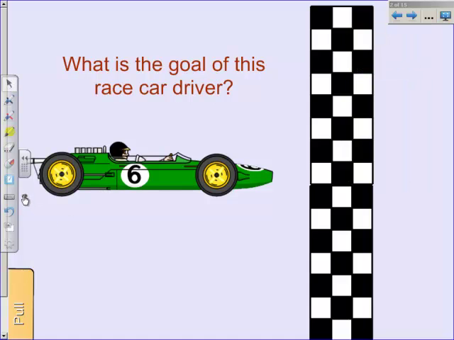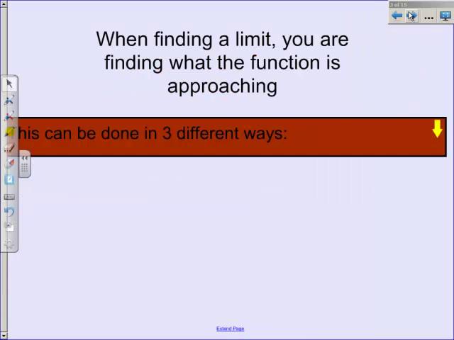So let's see if we can hear him. Yeah, so you think he got there? Well, he's pretty close here, so we could probably say that the limit of this race car driver is that finish line. So that's his intended height or his intended position.